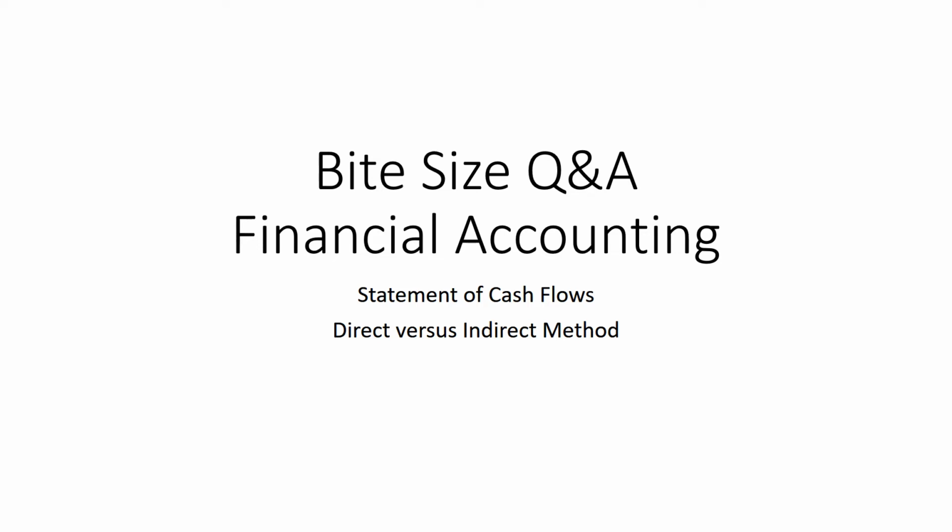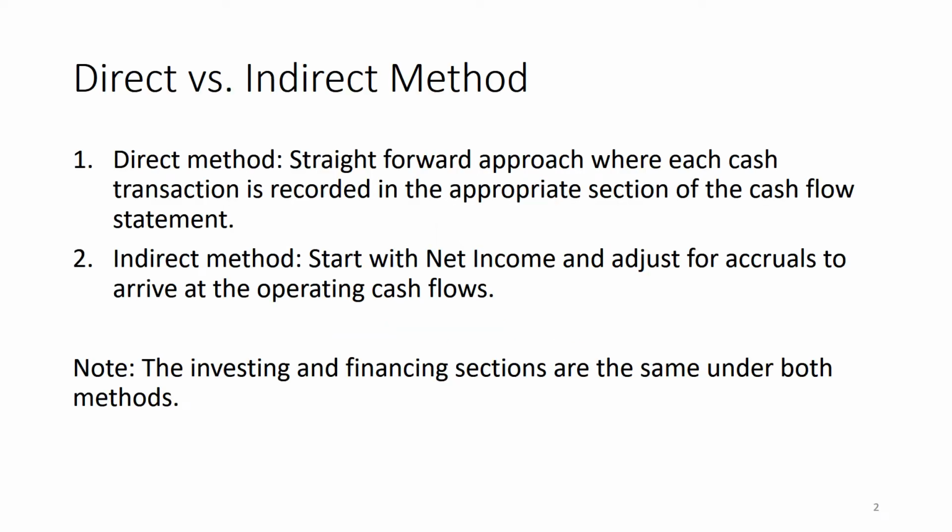Let's examine how we can prepare the statement of cash flows using both the direct method as well as the indirect method. The direct method is a straightforward approach where each cash transaction is recorded in the appropriate section of the cash flow statement. Under the indirect method, we'll start with net income and adjust for accruals to arrive at the cash flow from operations. Note, the investing and financing sections are the same under both methods.